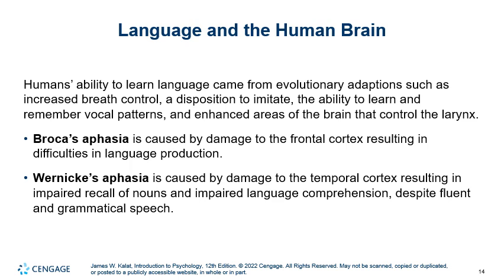Whereas with Wernicke's aphasia, we're talking about damage to our temporal cortex. What happens there is an impairment where we have difficulties recognizing and recalling nouns, as well as understanding language itself, even though we might have fluent and grammatical speech in place.